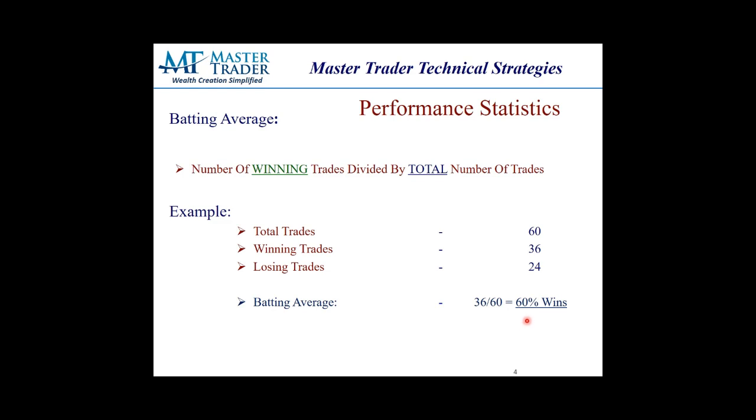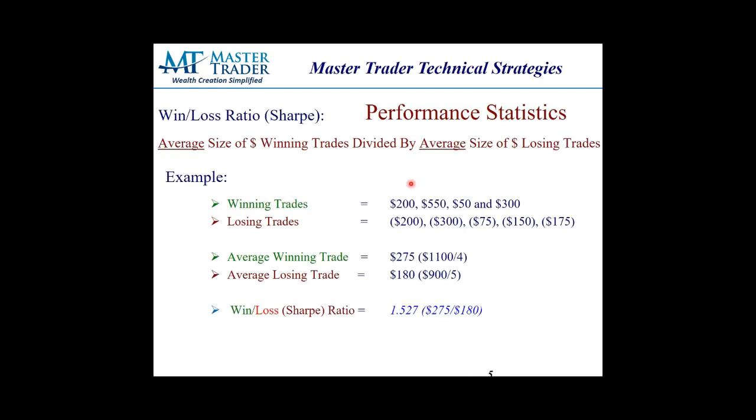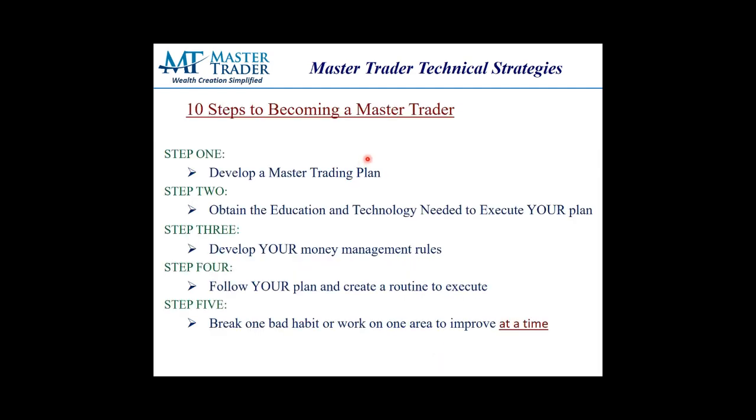Now, of course, with 60% you can make a lot of money, but if they're all little tiny wins, you're not going to be making a lot of money, and this is how you need to keep track of your simplified Sharpe ratio. We've already gone over that, and this would be an example of doing that. So you list out your winning trades, your losing trades, and then you take all of those. So you've got 4 winners. That's the total that you've gained, and it gives you $2.75 on average. And then your losers, there they are, 900 divided by 5, $180. So your win-loss or Sharpe ratio is 1.527.